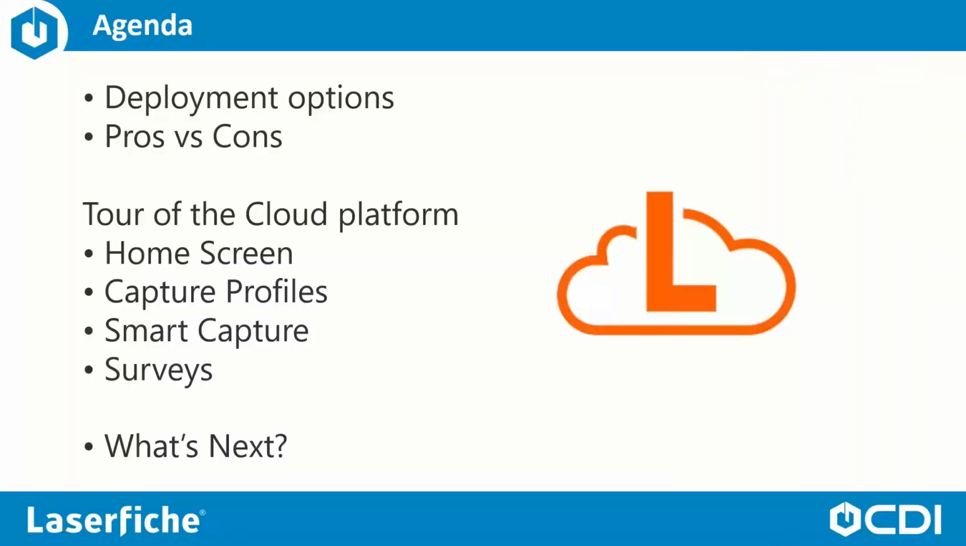Today, we are going to be going through different deployment options. Cloud means a lot of things to a lot of different people, so we're going to go through the options and pros and cons to each so you can really get a feel for which cloud environment your team really needs or is looking for. From there, we're going to tour the Laserfiche Cloud platform, take a look at some of its notable features, such as the home screen, capture profile, smart capture, and more. And then from there, we'll talk about next steps, so what you need to move to the cloud and go from there.